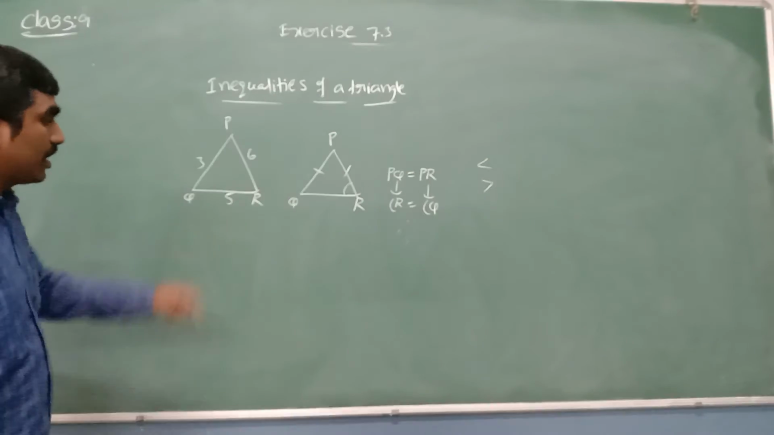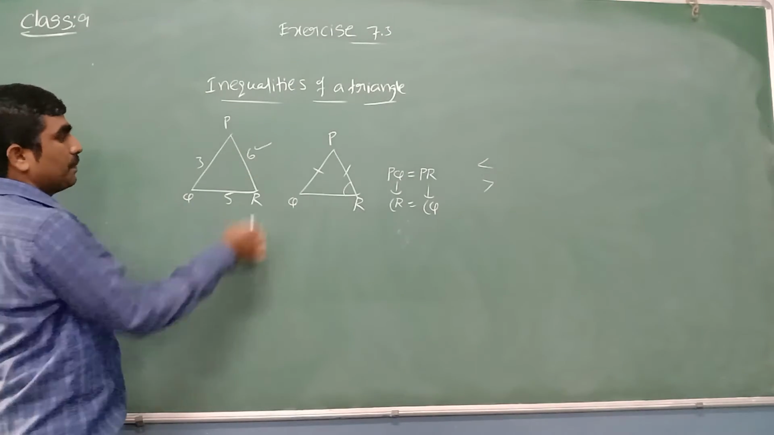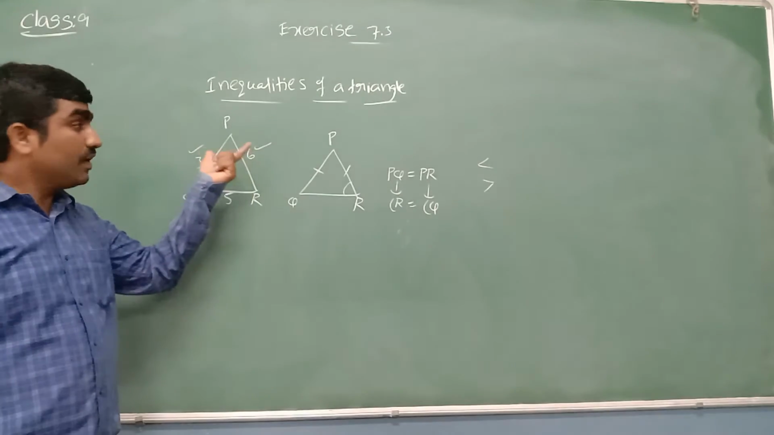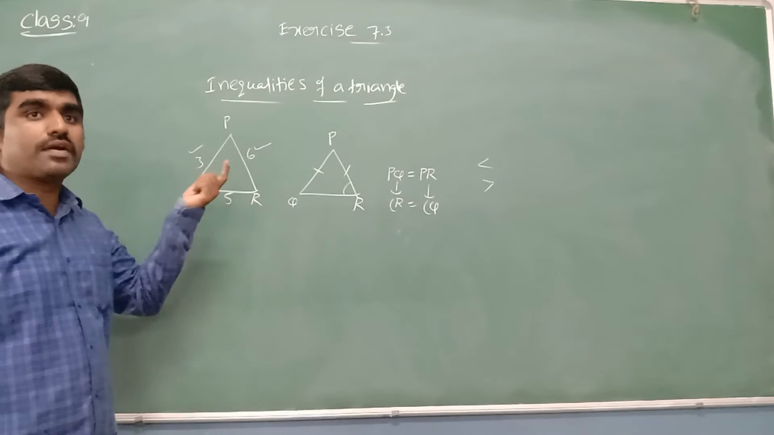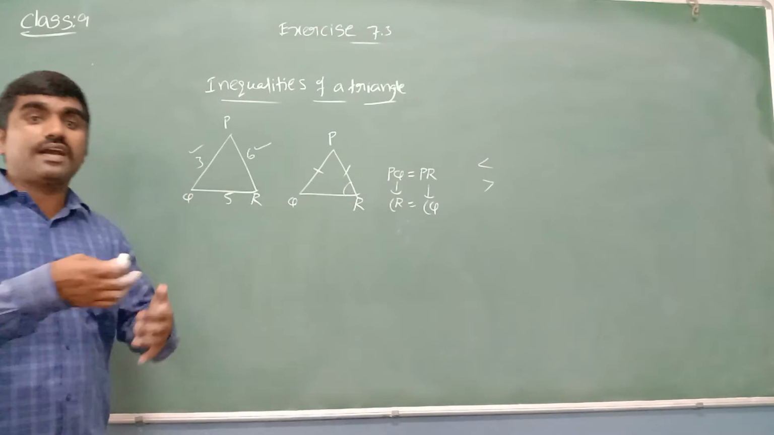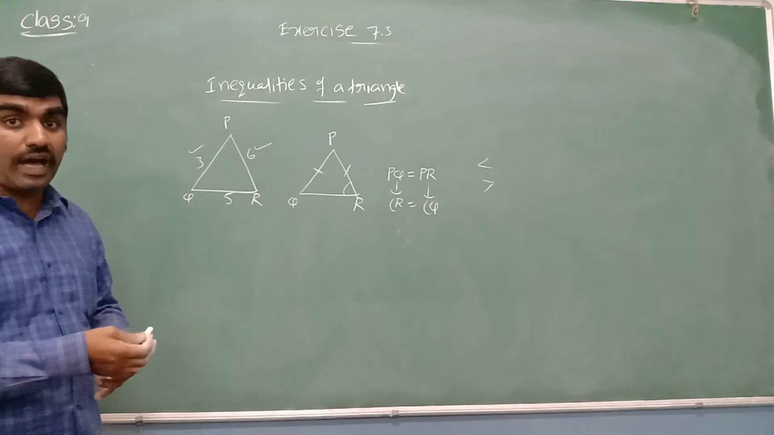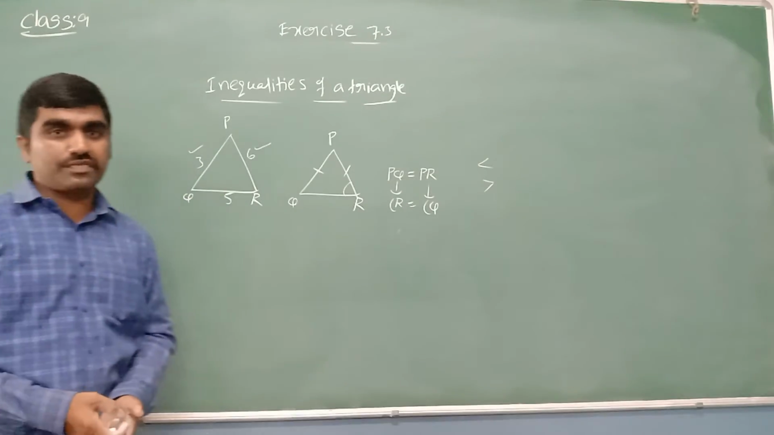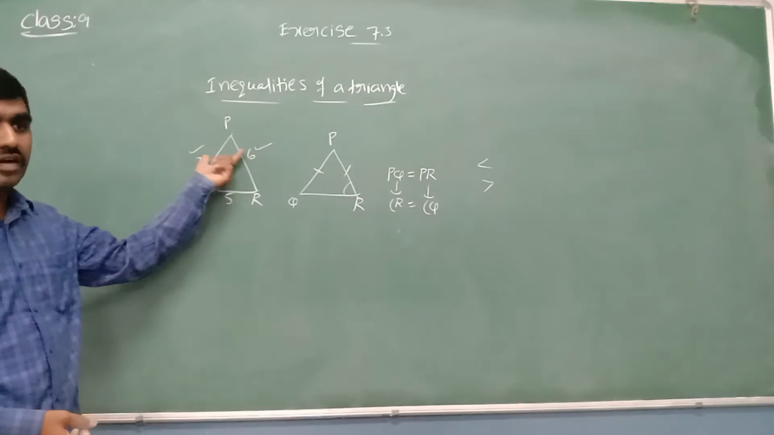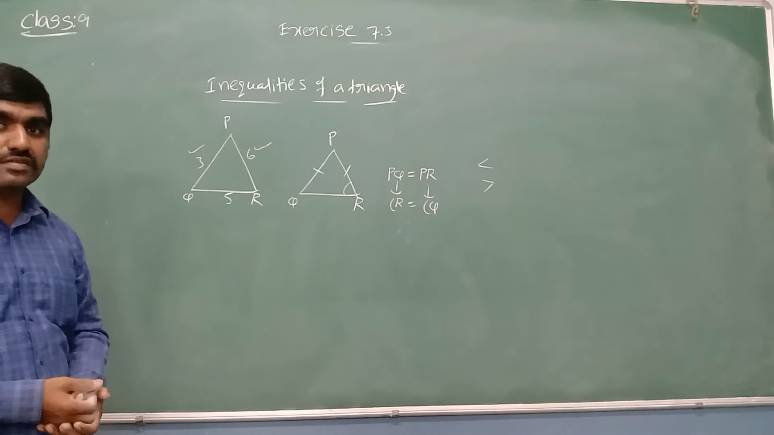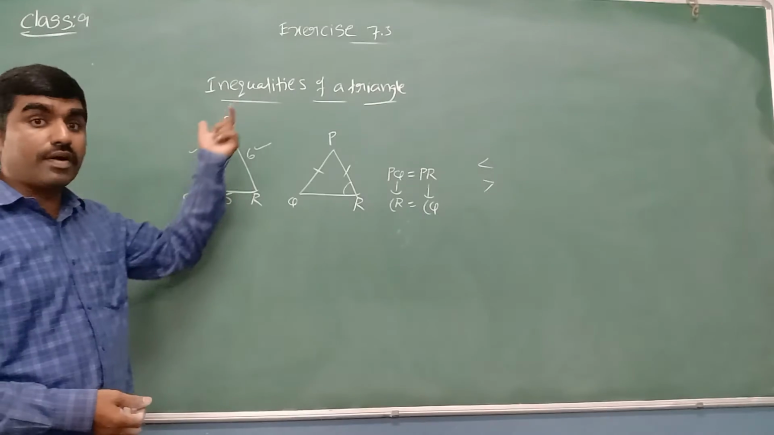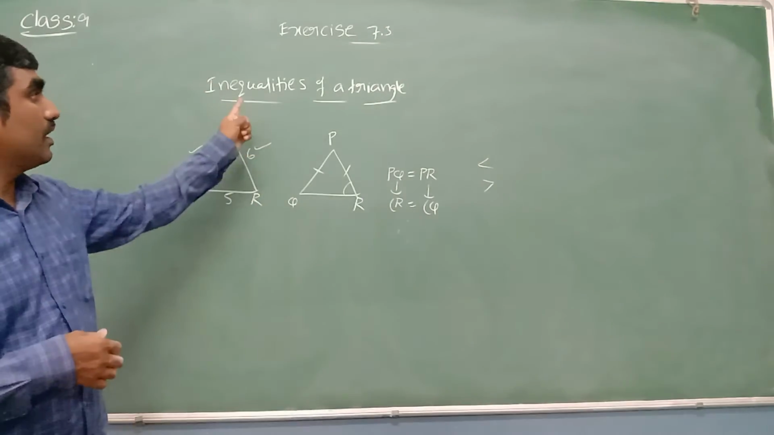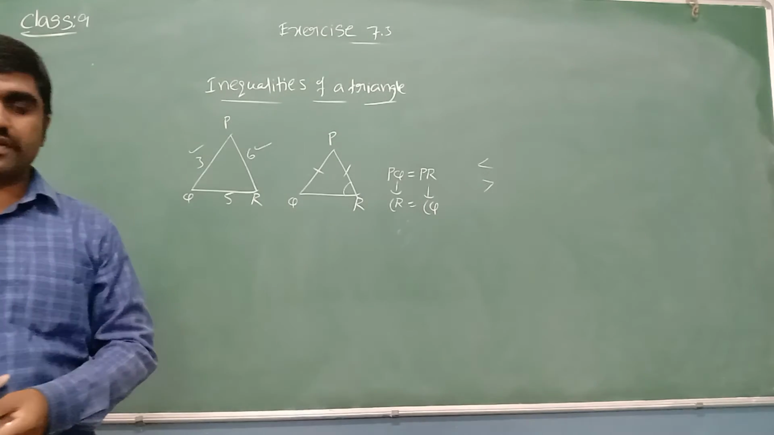All three sides are unequal. Suppose PR is the greater side and PQ is the smaller side. These both are unequal. If two sides are unequal, what is the relation between their sides and angles? What is the relation between their angles? All this concept we can see in the inequalities of a triangle. If the sides are unequal, what is the relation between their angles? If angles are unequal, what is the relation between their sides? We will see all these things in the inequalities of triangle concept.